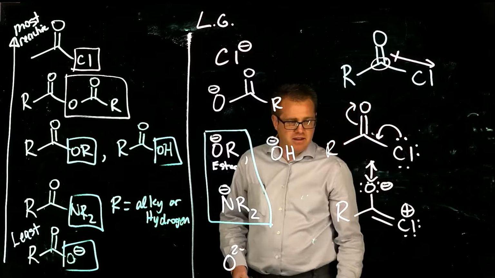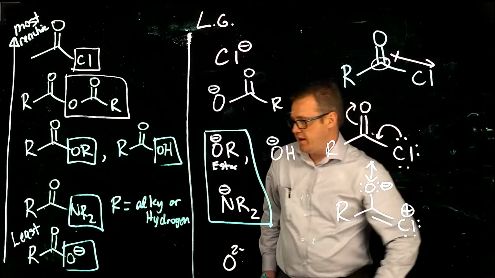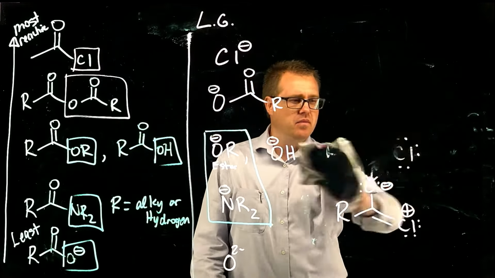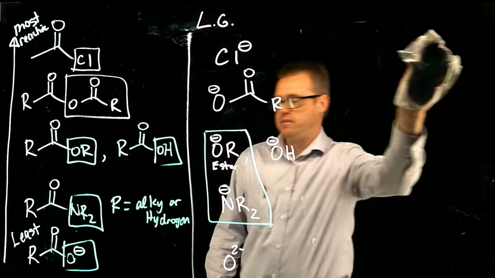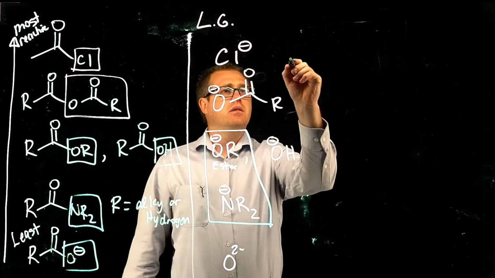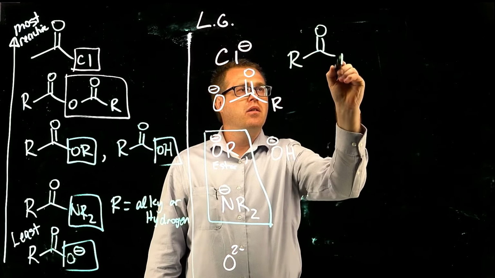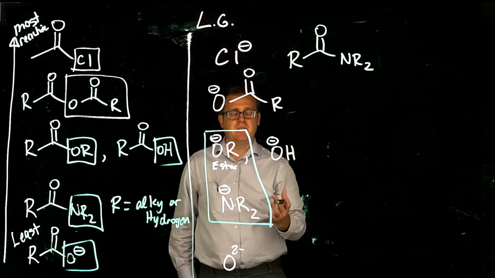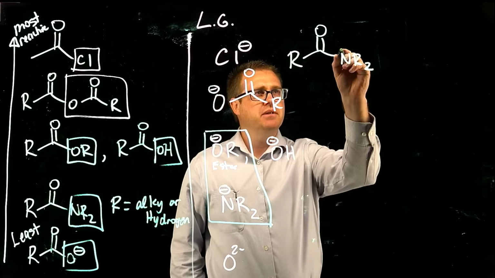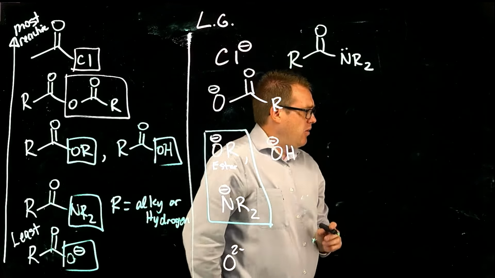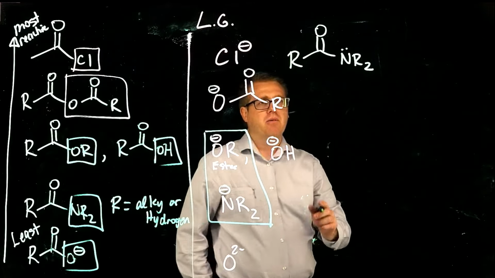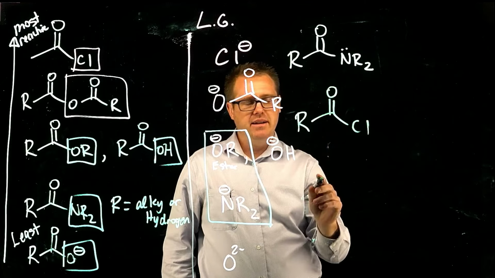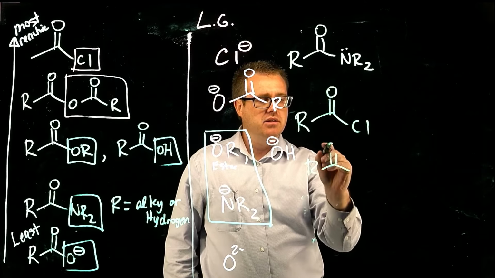Now, if we take a look at amides, what do we have going on here? If we look at an amide, the amides are one of the least reactive of the carboxylic acid derivatives. Now, why is that the case? Well, let's compare it to acid chlorides, and let's even look at esters.